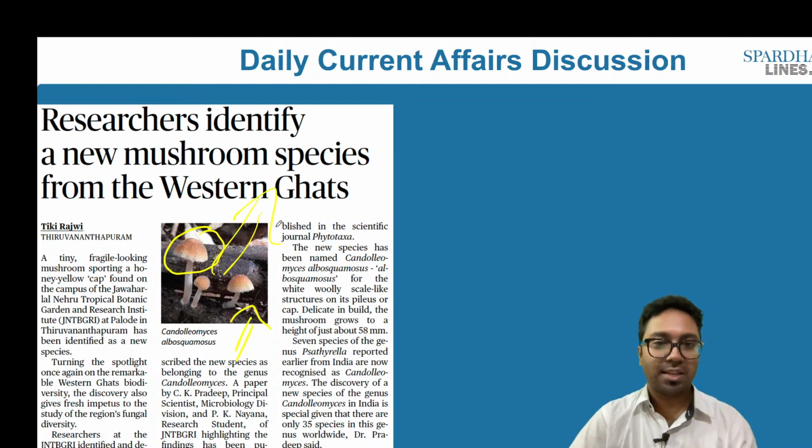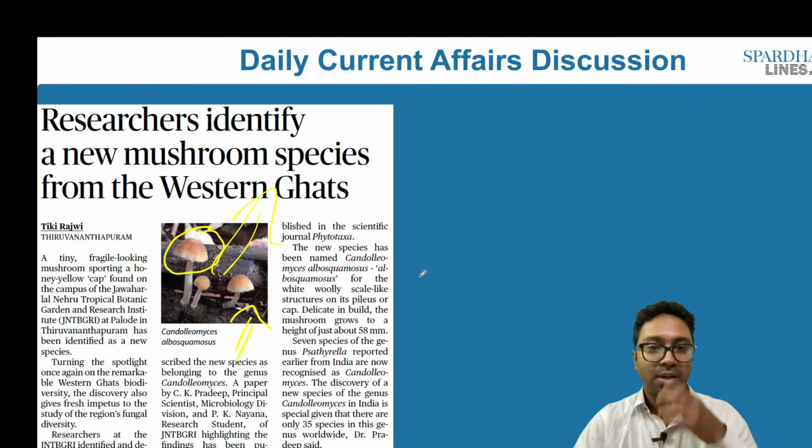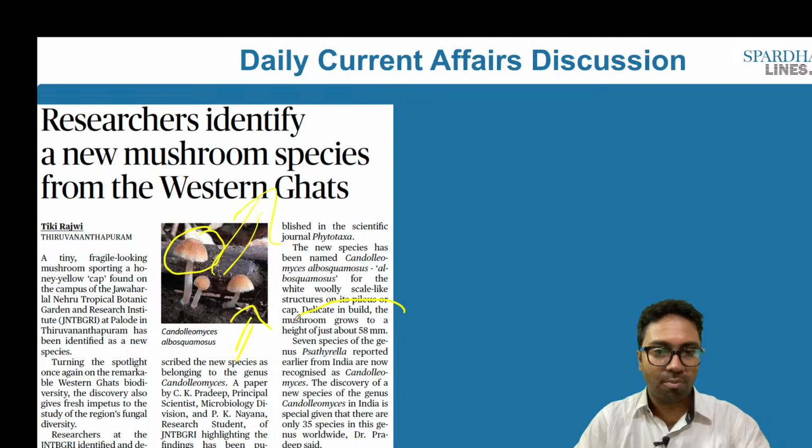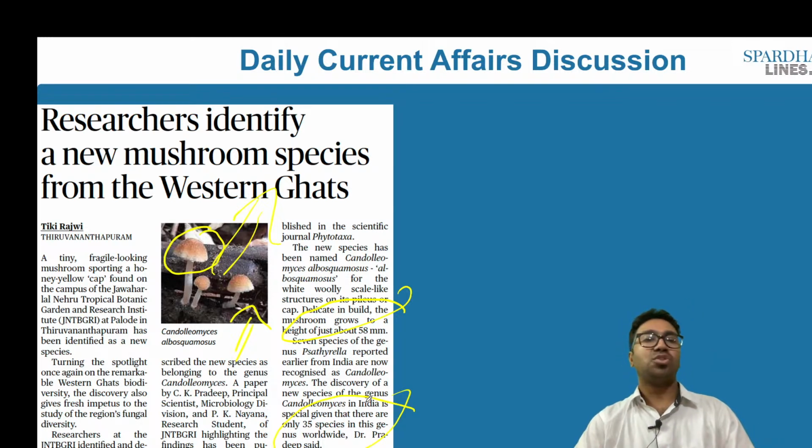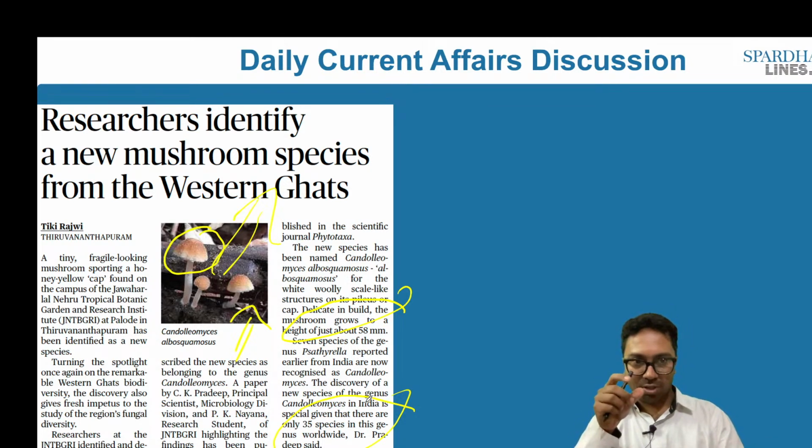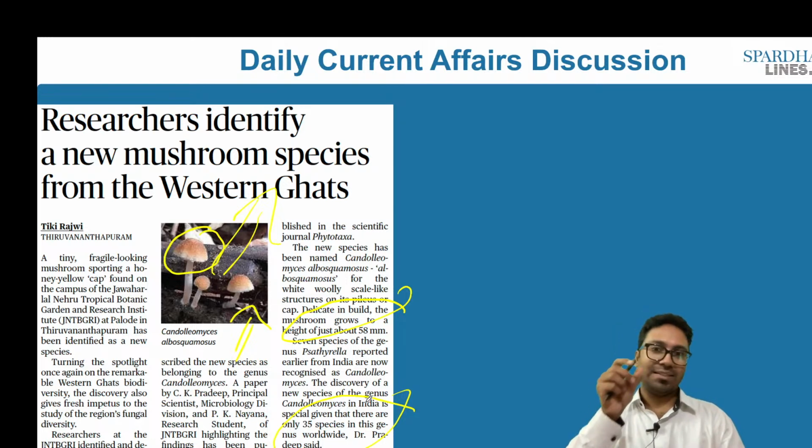So the new species has been named Candolomyces alboscomus for the white woolly scale-like structure on its pileus, or cap. Delicate in build, the mushroom grows to a height of as much as 58 mm. So remember, the discovery of a species of this genus in India is special, given that there are only 35 species in this particular genus worldwide. So where was it found? It was found in the Western Ghats. And what is this species? This happens to be a mushroom species called Candolomyces alboscomus, that is in news.